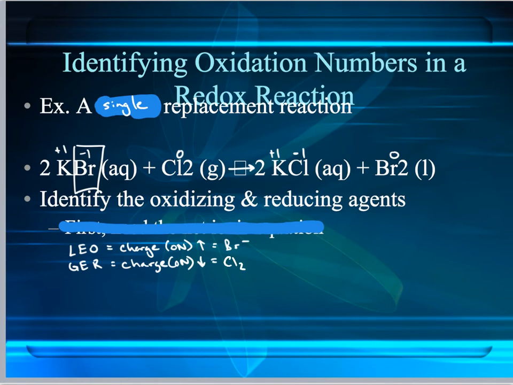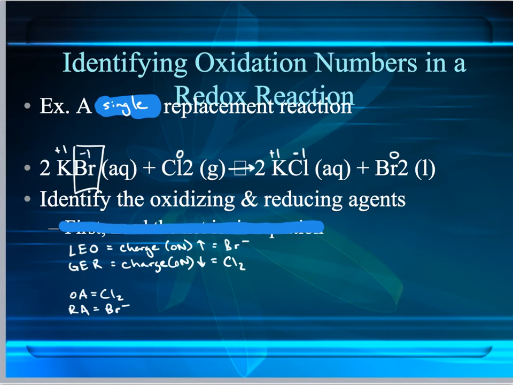All right, well, as far as identifying the oxidizing agent, remember that's the thing getting reduced. Cl2 is your oxidizing agent. Your reducing agent is the thing being oxidized, and that's the bromide ion there.